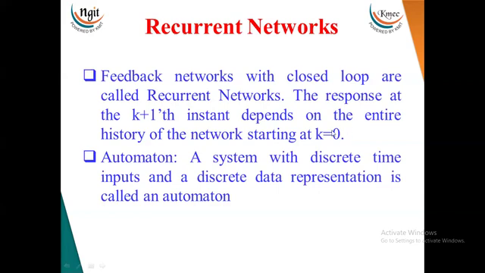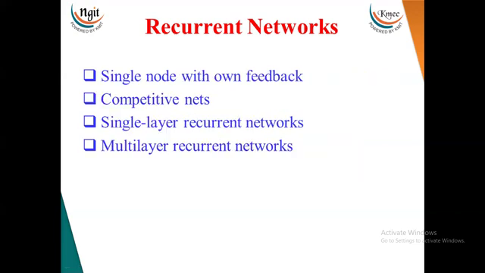When k equals 0, in the first instance you don't get the output, and you have to check multiple times within the loop. It will have discrete time inputs and discrete data representation, which is called an automaton. Now, what are the different recurrent networks? Single node with own feedback, competitive net, single layer recurrent networks, multi-layer recurrent networks.